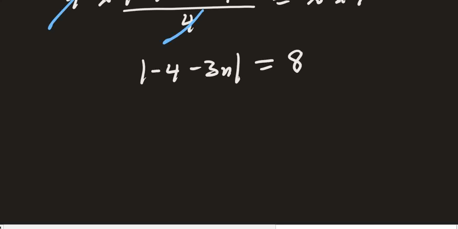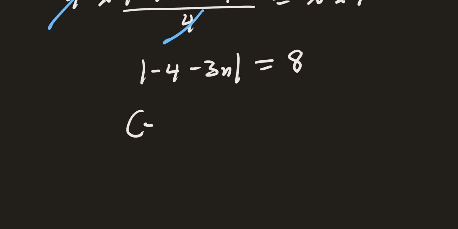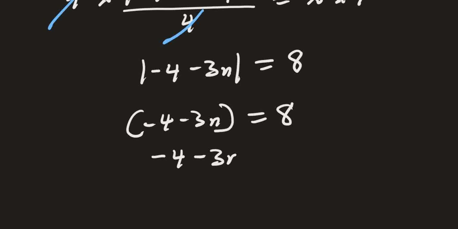Now we can remove the absolute value and replace that with the parentheses. So negative 4 minus 3n is equal to positive 8. So now clear the parentheses. So you now have negative 4 minus 3n is equal to 8.